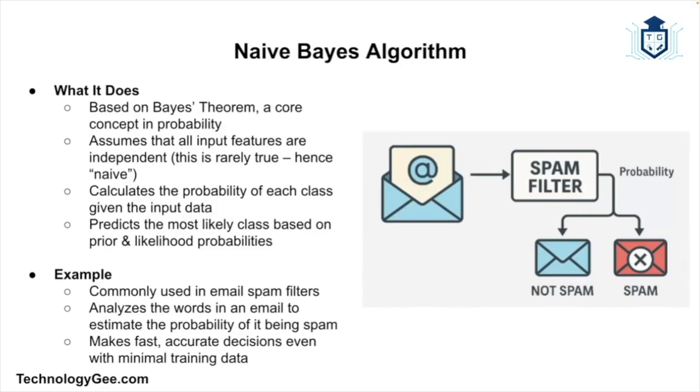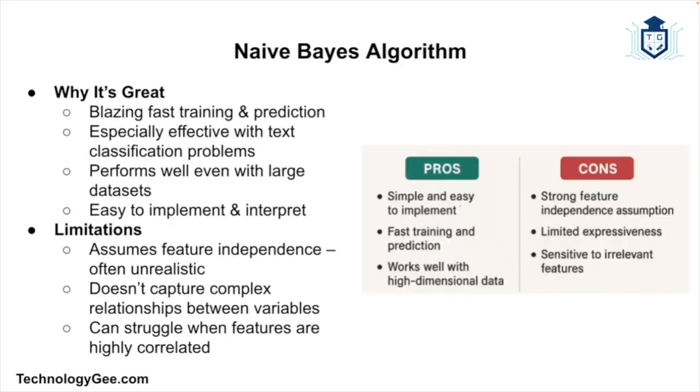And it's all about using probability to guess the most likely class for a given output. A real life example of this would be email spam filters. They really like this algorithm because it calculates the probability that an email is spam based on the words in it. And exactly why is this great? Well, it's extremely fast and efficient. It works surprisingly well with text data, and it can handle large data sets. Now, its limitations: it assumes feature independence, and it is not great for complex relationships.